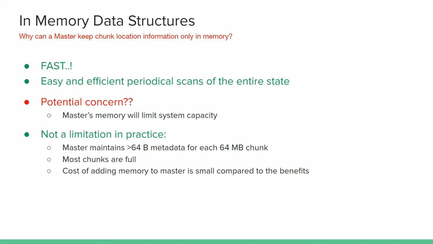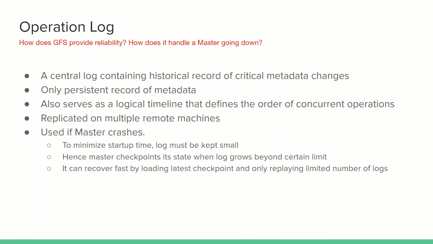Also, this could be a potential concern for many, because we are being limited by the master's memory to increase the system capacity. But in practice, this is not a limitation, because all that the master maintains is 64 bytes of metadata for each 64 MB chunk, and most chunks are full because we have large files stored. Hence, if necessary to support even larger file systems, the cost of adding extra memory to the master is a small price to pay for the simplicity, reliability, performance, and flexibility we gain by storing the metadata in memory.